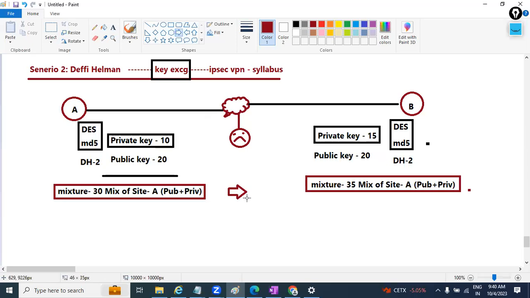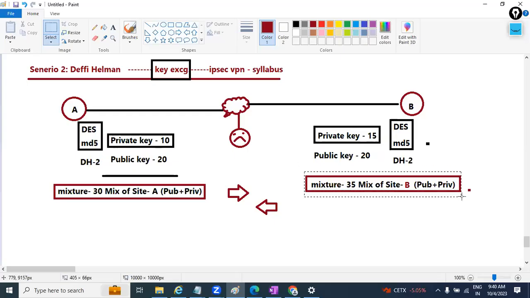Excuse me, sir. Yes, please. Is 35 the mixture of side B, not A, sir? Yeah, sorry, I copy pasted. This is side B. Clear? Now they would exchange mixtures with each other.